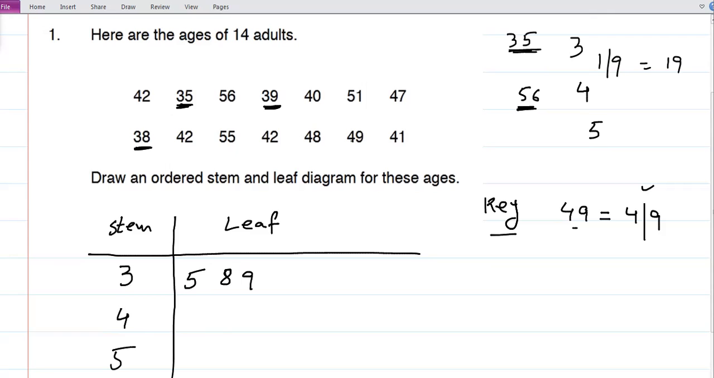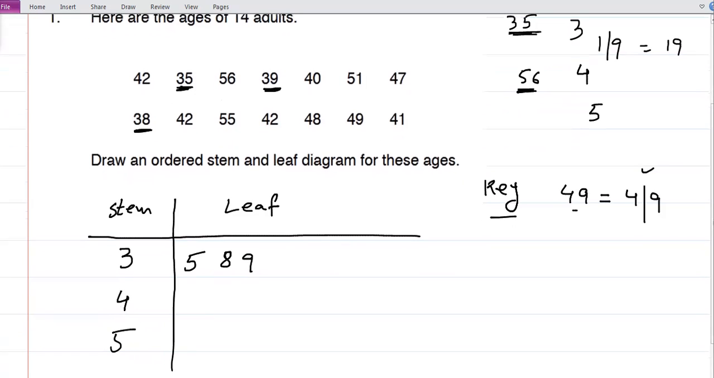Make sure no value is missed. After that, now go for 4. Which is the smallest number starting with 4? That is 40. For 40 we write 4 as stem, and then leaf 0. Which is the smallest number after that? After 40, yes, it's 41. So write 1, because 4 is already written. Then we have 42, which appears three times, so write 2, 2, 2.